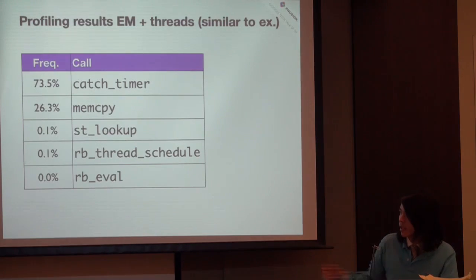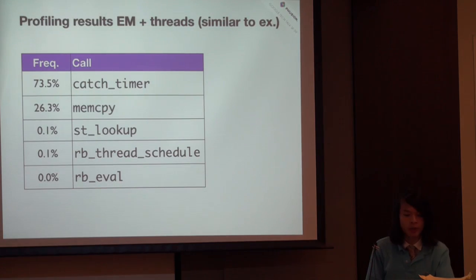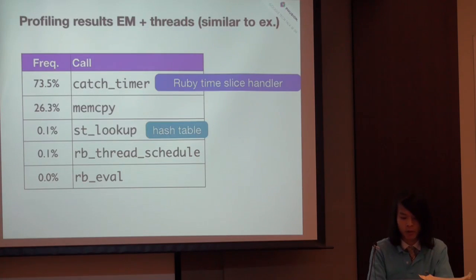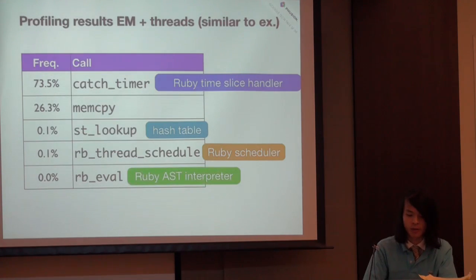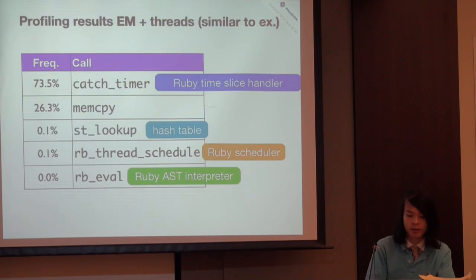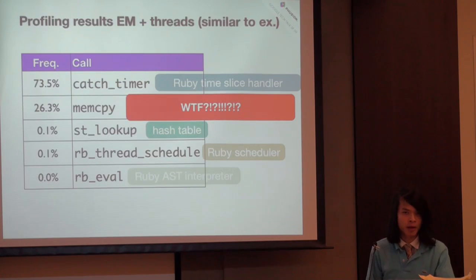Here we've ordered it in order of frequency of invocation. First off, you see the Ruby time slice handler. Nothing weird going on there. At some later point, apparently they're doing a hash table lookup, then the Ruby scheduler, and at some other later point, you get the Ruby AST interpreter. This is not weird at all. However, this guy over here is, because apparently at some particular point, it needs to invoke memcpy.